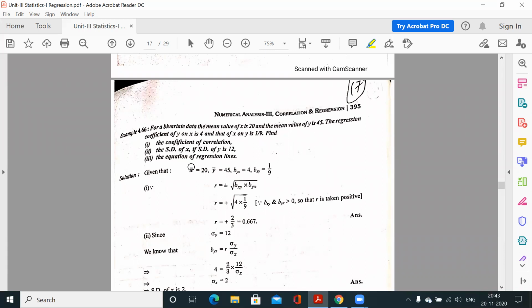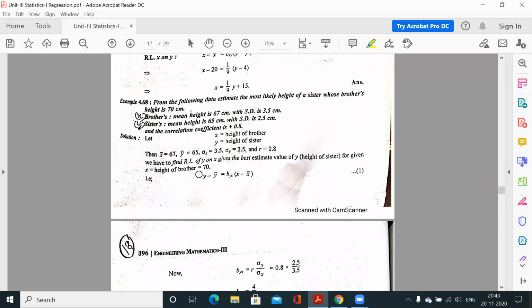The same question: x bar is given, y bar is given, the regression coefficients are given. So directly we can calculate the correlation coefficient, standard deviation, and equation of regression lines. In the next question, mean height of brothers is 65 and 65, that means x bar is 65, y bar is 65, standard deviation of x is 3.5, standard deviation of y is 2.5, and r is also given as 0.8. So everything is given: standard deviations, r, and the means.